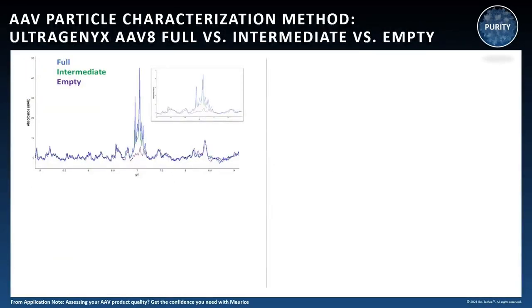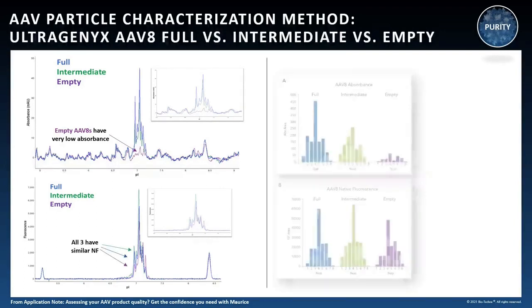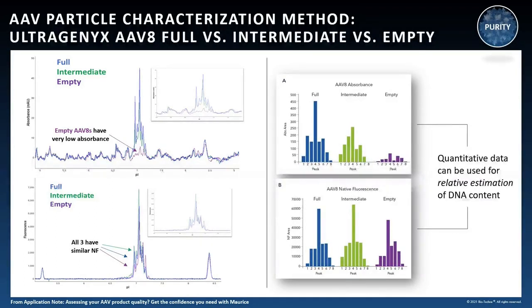We have also collaborated with Ultragenyx to look at their AAV8 program samples using the dual detection. Again, with the full samples as well as the intermediate samples, we see substantial absorbance, and minimal absorbance for the empty AAV8s. When we look at the native fluorescence, all three are essentially the same. The data can be quantified on a per peak basis for both absorbance and native fluorescence as shown here. And these quantitative data can be used for a relative estimation of DNA content. We also looked at some stress samples with material from Ultragenyx that I'll show a little bit later.